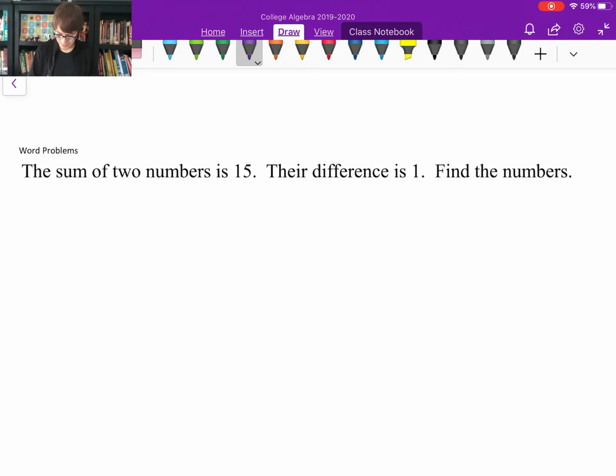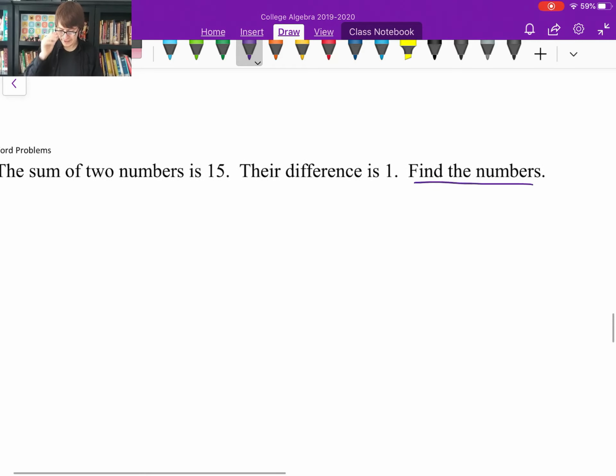When it says find the numbers, that's what it's telling you your variables are. It says there are two numbers, and those are the variables you're solving for. Let's give letters to those numbers. Let's say that they're A and B. So whatever it says to find, those are your variables.